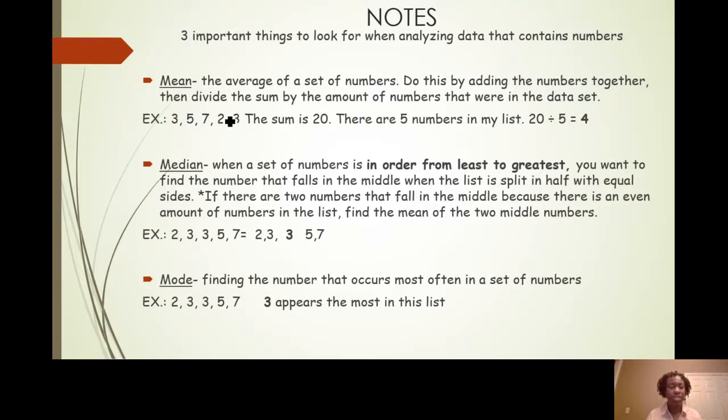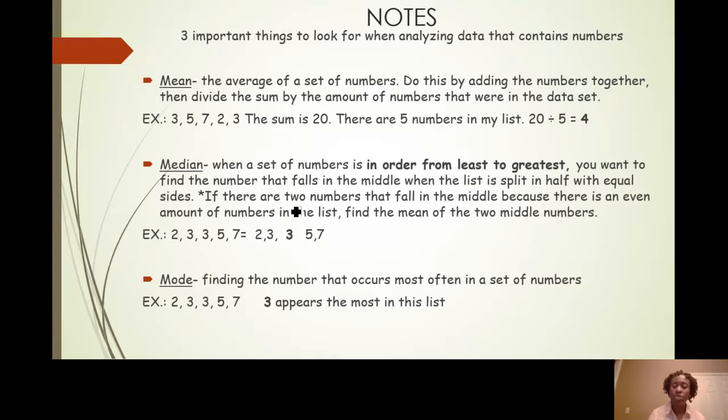So we're using the same list of numbers. Now we put them in order from least to greatest: 2, 3, 3, 5, and 7. So when I split my list in half, I have 2 numbers on the left, 2 numbers on the right. So what's in the middle? The number 3. So my median is 3.